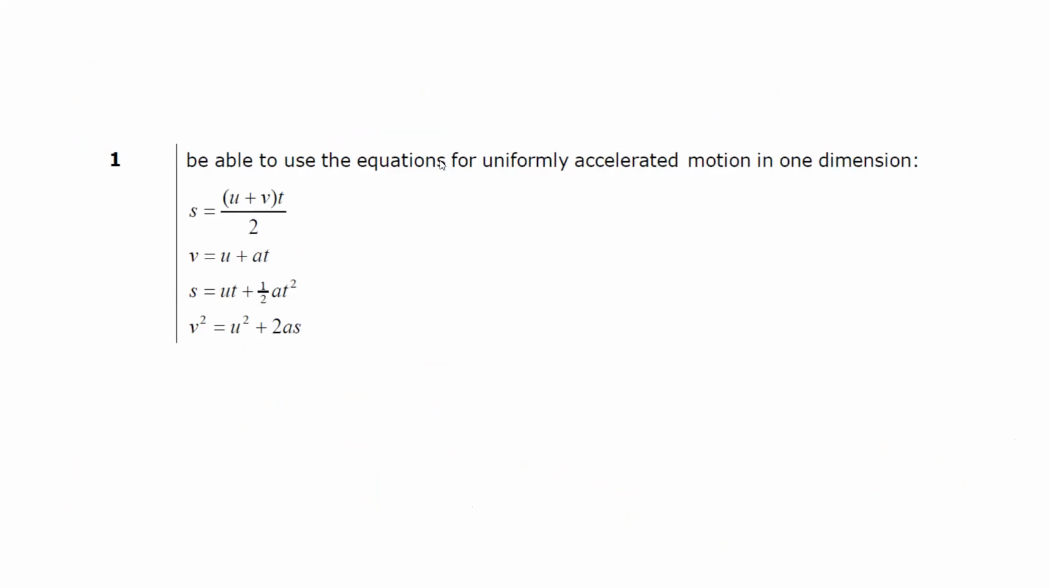Then you should be able to use the equations for uniformly accelerated motion in one dimension. These are known as the equations of motion. Four equations are there: s = (u + v)/2 × t, v = u + at, s = ut + ½at², and v² = u² + 2as. So you have to memorize or learn these equations.